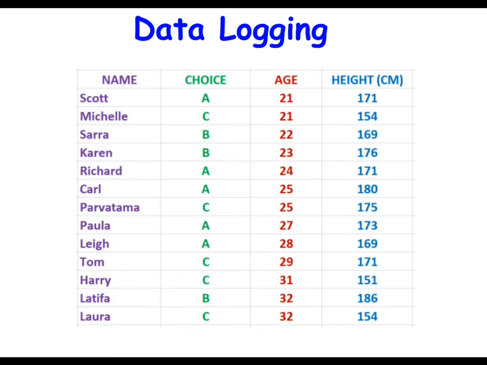And then finally, data logging. This is where you send something out electronically, all your answers come back electronically, and then because they're in an electronic format, you can sort them really quickly. So here we've sent out a questionnaire electronically, the data has come back, and we've put it in a spreadsheet, and we've sorted the spreadsheet by the age of our people that responded. And that goes into ascending order.